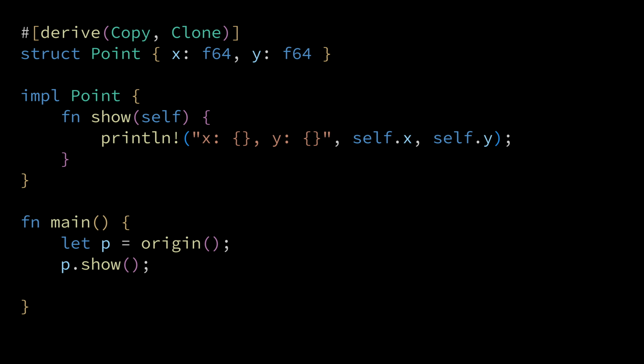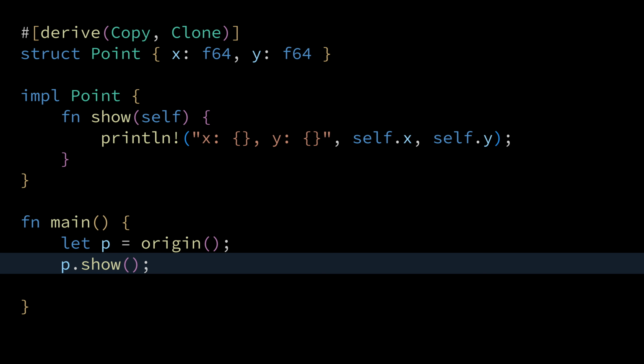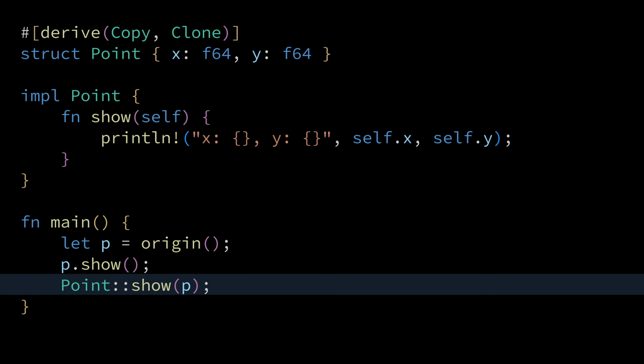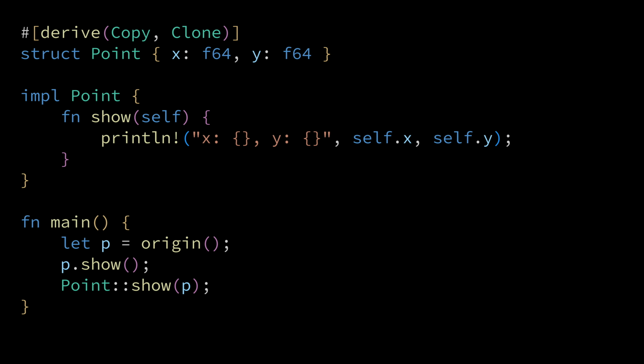The benefit of this special self parameter is that this method can be called using dot notation. So now I can call p.show. Whatever is to the left of the dot, in this case p, is passed as the self parameter. Methods can take other parameters too, but if you have a self parameter, it has to come first. You don't have to use dot notation to call methods. Methods are just regular functions, so you could instead go into the Point namespace, call the show function, and pass p as an explicit parameter. That's equivalent to calling p.show. Calling with dot notation is really just syntax sugar.